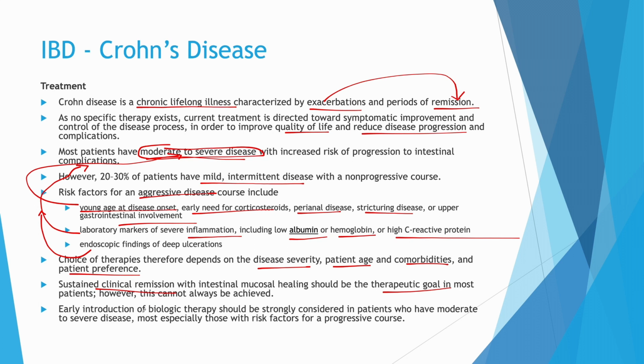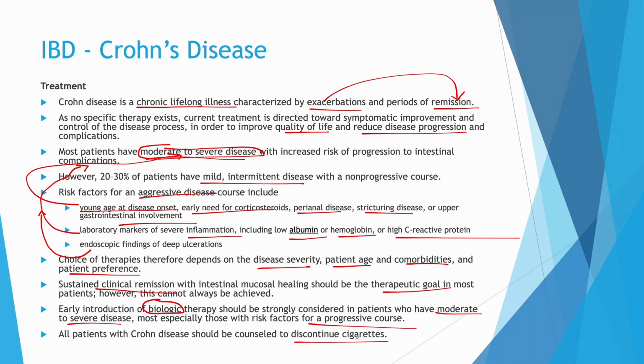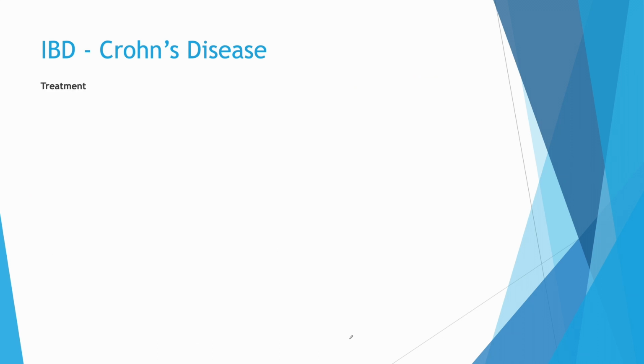Early introduction of biologic therapy should be considered in moderate to severe disease, which we will talk about. These are some of the newer medications, the biologics, especially for those with these risk factors for a more progressive course. And then all patients with Crohn's disease should be counseled to discontinue cigarette smoking. It does make it worse.